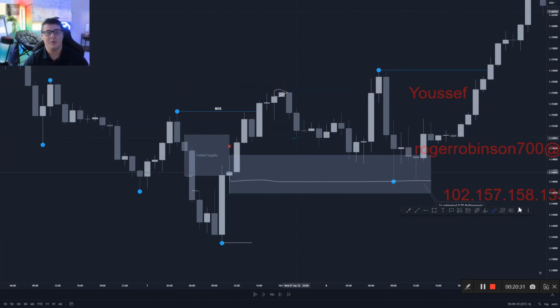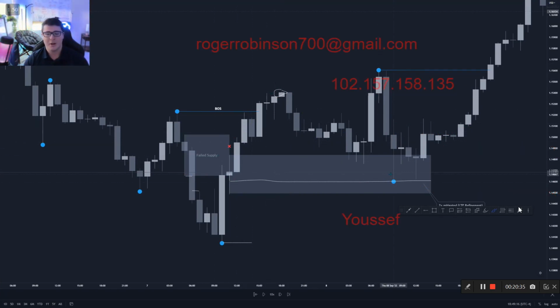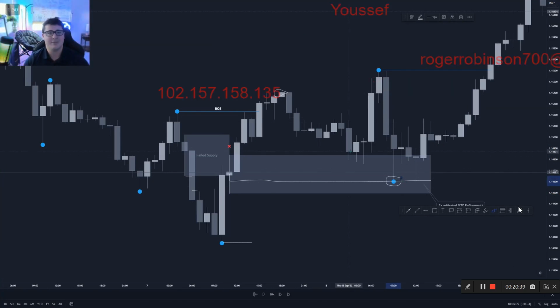So this is how we need to view our D2S and S2D decisionals, having a reaction from the supply to then break the structure. Price will then come back into it and then take off. It can just mitigate. It doesn't have to go all the way down to a 15-minute. It can just mitigate your higher time frame and run away.